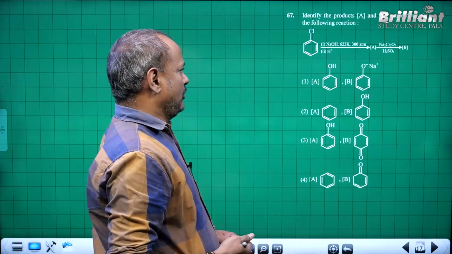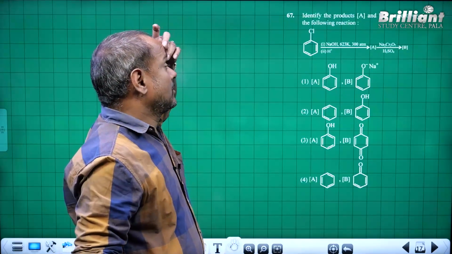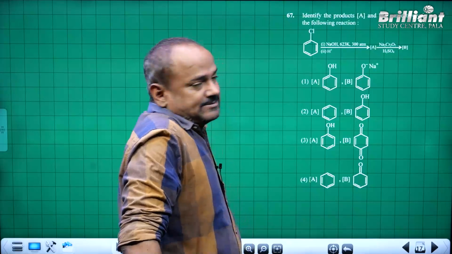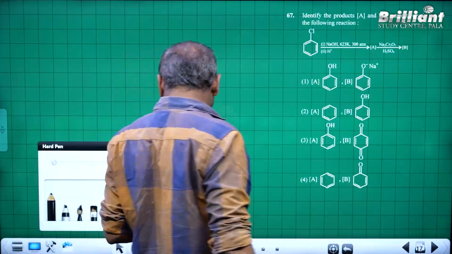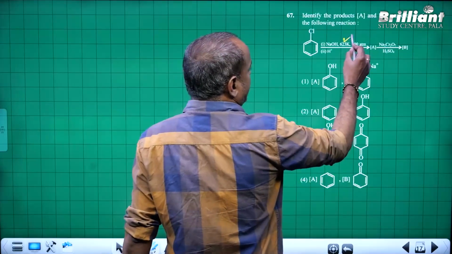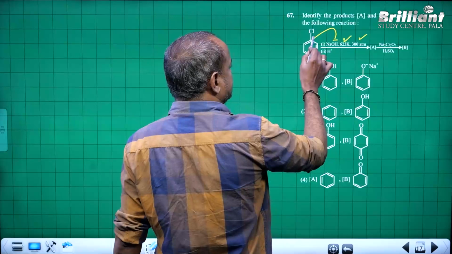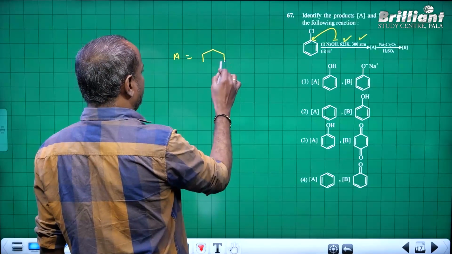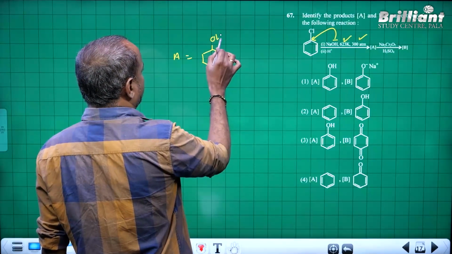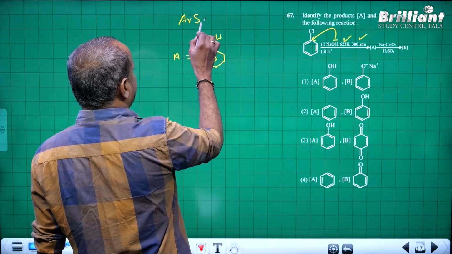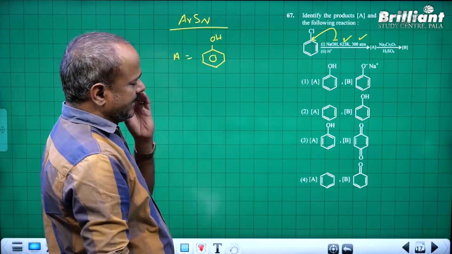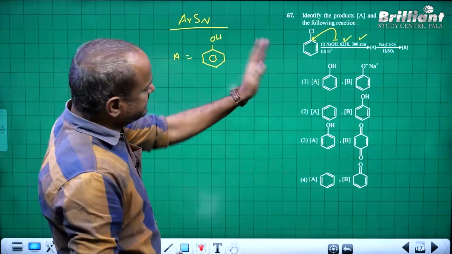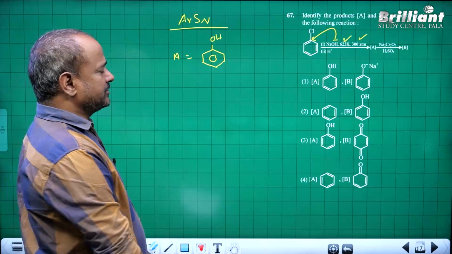Next, 67. Compound A and B follow the sequence. The first compound is chlorobenzene with NaOH at 623 K and 300 atm, then H plus. This is nucleophilic substitution at high temperature. Direct substitution is not possible, therefore high temperature and high pressure are required, and nucleophilic substitution takes place to form A, which is phenol. The reaction is called ArSN, aromatic nucleophilic substitution, and it is also addition through elimination: addition of OH minus, elimination of Cl minus.